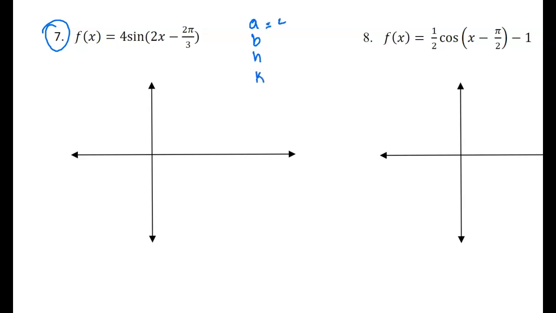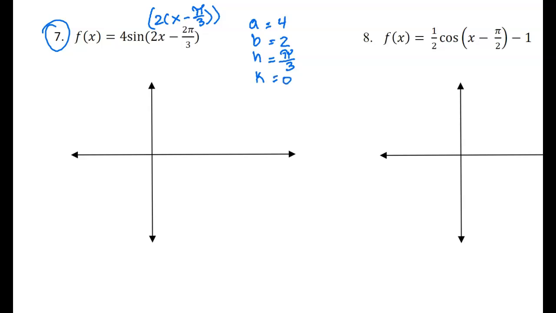So our A value here is 4, our B value is 2, our H is key because you have to pull that B value out of your parentheses. So 2 pi over 3 divided by 2 is just pi over 3. So what makes this tricky is it means that there is a phase shift. There is a horizontal shift. So that's what makes this one tricky.